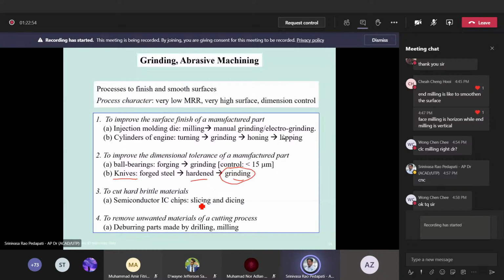Grinding is also used to cut hard brittle materials like semiconductor IC chips, and to remove unwanted material after cutting processes. Like drilling, after drilling you are left with burrs. After milling, you are left with burrs. That means small chip particles stuck to the part. That is also removed by grinding. So these are some of the motives or purposes of grinding.